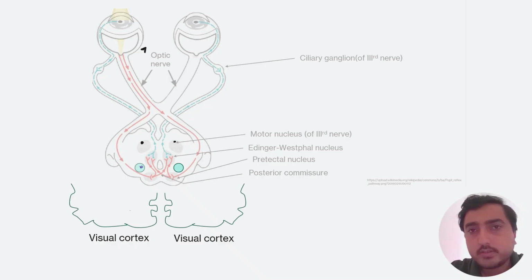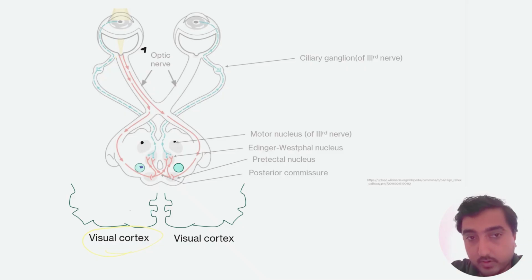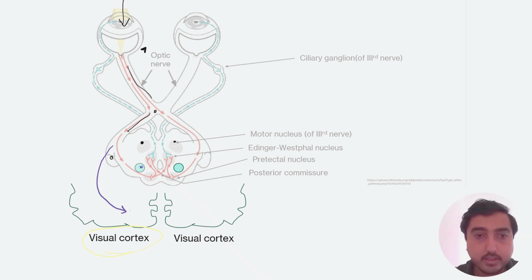Now, how does the accommodation reflex occur? We said that the light reflex occurs because the pathway is bypassing the visual cortex. But in case of the accommodation reflex, it does not bypass the visual cortex. What happens is, when light shines on the retina, the optic nerve carries it through the optic chiasm into the optic tract, and then it reaches the lateral geniculate body.